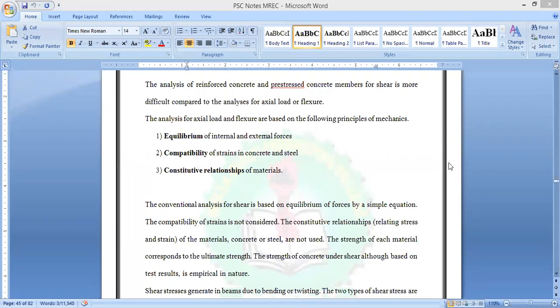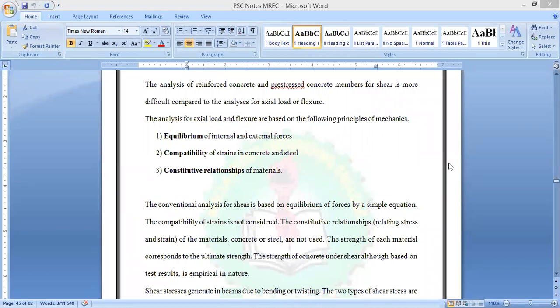And coming to the third mechanism, which is the principle of mechanism, the constitutive relationships of materials. Here, relating stress and strains of the materials, concrete or steel, is not going to be used. So that means for analyzing axial members and flexural members, you need any one of these three mechanisms: equilibrium, compatibility, and constitutive. But when analyzing a member towards shear, compatibility and constitutive relationships of materials are nowhere useful.